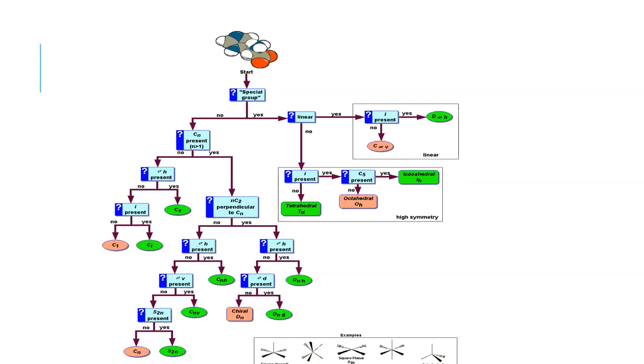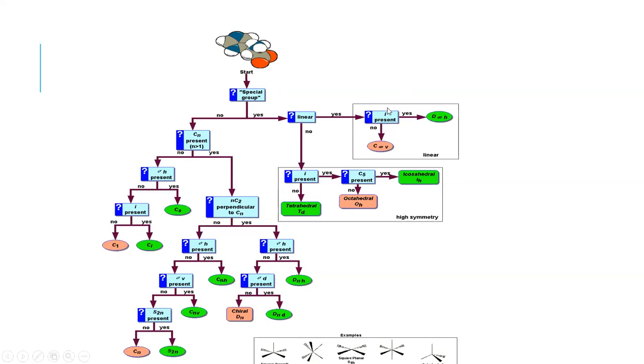So first you are asking if it is a special group. Special groups are the molecules which are linear or the molecules which have a Cn axis, the principal axis, with n greater than 2, multiple times. So they are called special groups. If your molecule belongs to special groups, then you have to come to the right side and ask the first question: is the molecule linear?